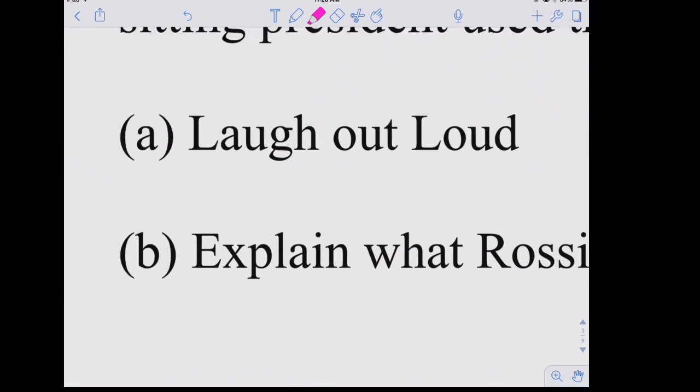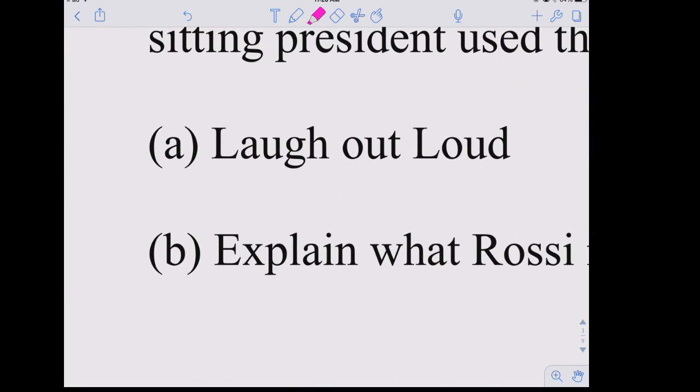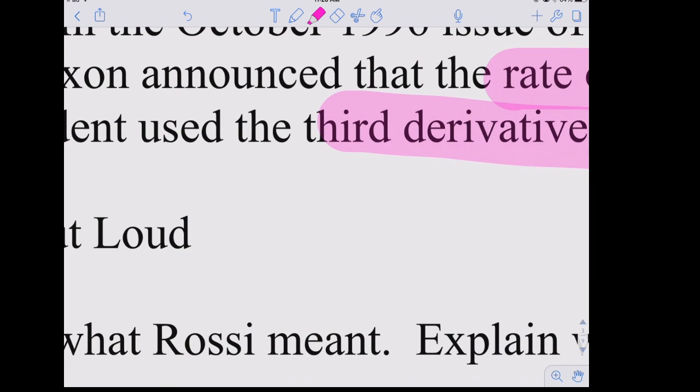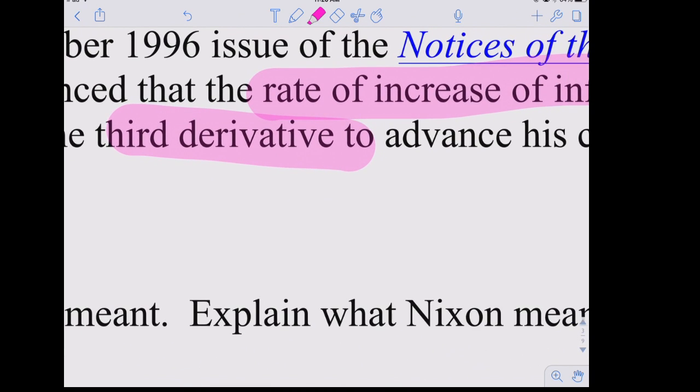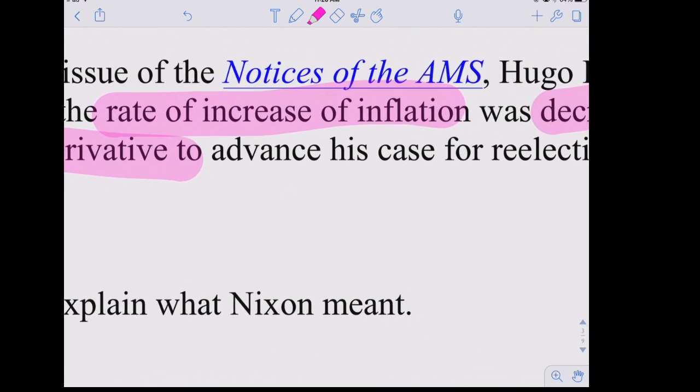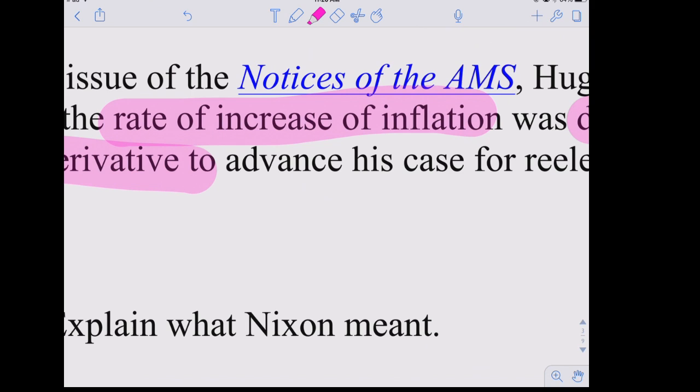So part A is to laugh out loud. Do you think Nixon knew it was the third derivative? No. Was that really the best thing he came up with to advocate for re-election? I don't know, man. I don't know if he was trying to cling to something.